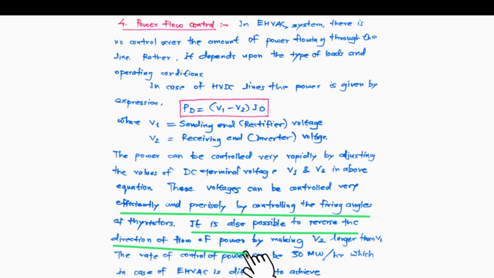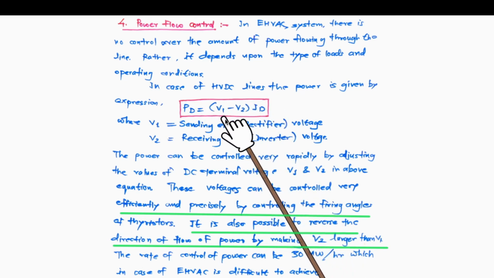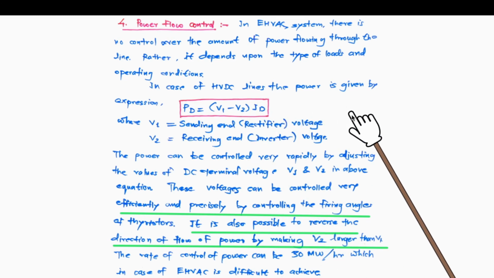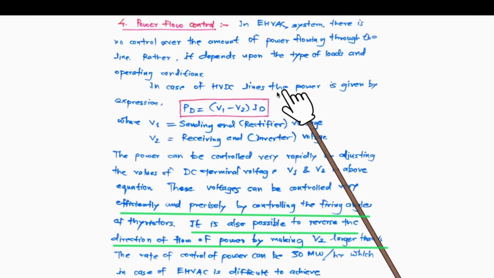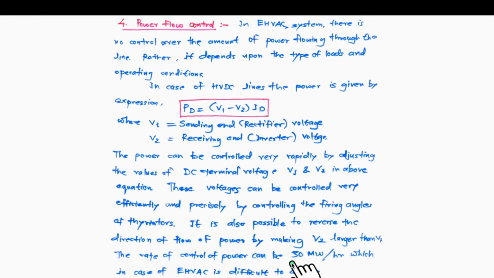आगे चल के हम ऐसे कैरेक्टरिस्टिक्स देखने वाले हैं कि जहाँ पे अगर हमने V2 को V1 से ज़्यादा बना दिया in this equation, if V2 is more than V1, then this will come out to be negative, indicating that the inverter will act as a rectifier and the rectifier will act as an inverter, so power will flow from the second terminal to the first terminal. So reversal of power flow, this is quite remarkable. And the rate of such power flow control is of the order of 30 megawatt per hour, which is difficult to achieve in case of an EHV AC system. Okay, so this is the fourth point of comparison.